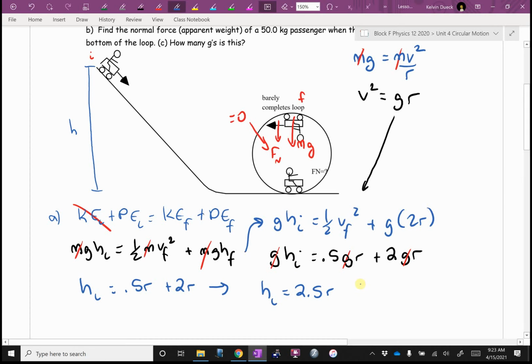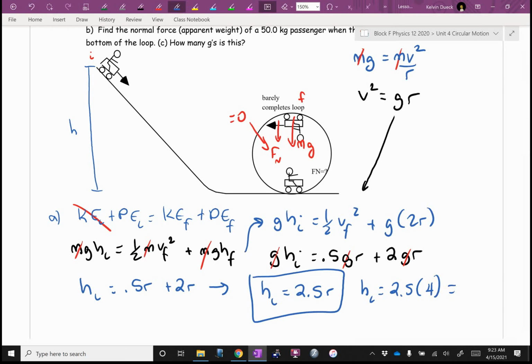And now we can actually plug it in. So here's our little handy-dandy reference, but now we can actually plug it in. H initial is going to be 2.5 times 4. I think I can do that in my head, because 2 times 4 is... Anyone? 2 times 4 is 8, and 0.5 times 4 is 2. I think it's 10. Okay?